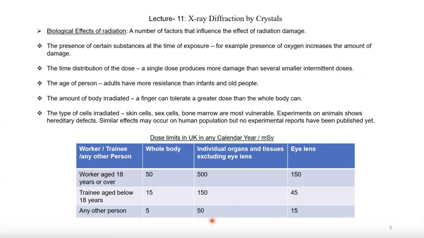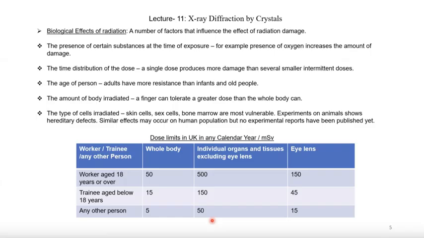Well, the biological effect of radiation. A number of factors influence that. For example, the presence of certain substances at the time of exposure. As an example, we can take oxygen. Oxygen increases the amount of damage. If we have an oxygen atmosphere at the time of exposure, oxygen increases the damage dose.